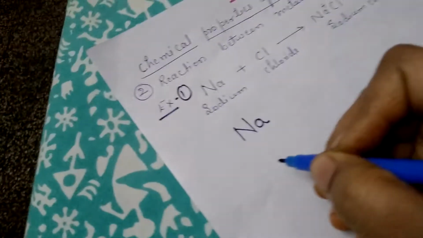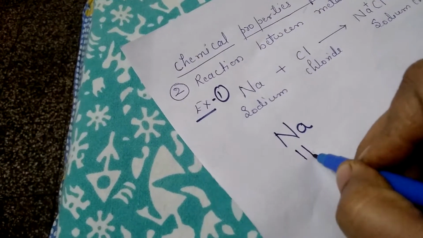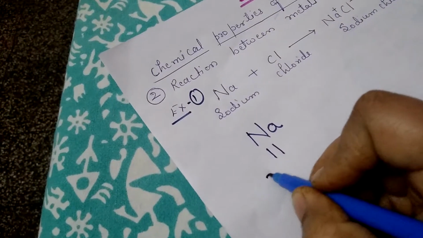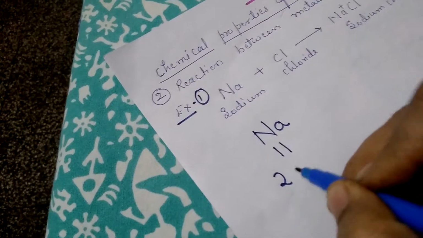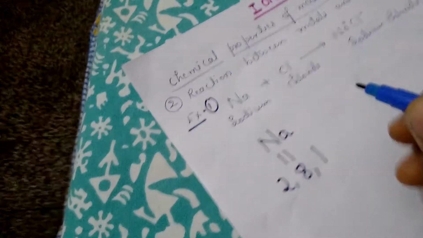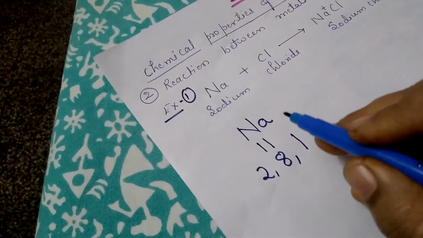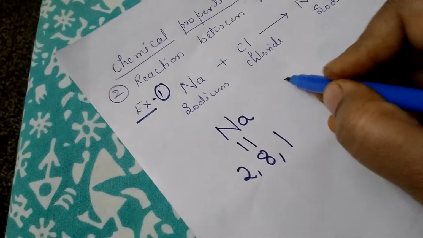What is its electronic configuration, students? Its atomic number is 11. That's why its electronic configuration is 2, 8, 1. So how many electrons does it have in its valence shell? That is 1. Okay, now I am writing chlorine here.